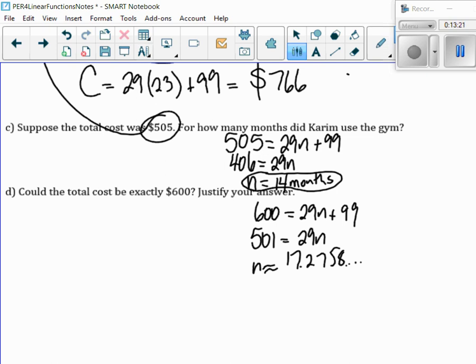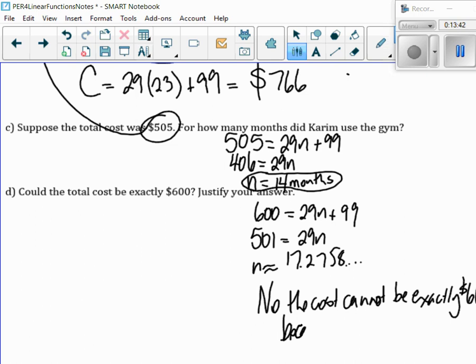So then I need to answer the question. So this is my justification. And what am I saying? Could the cost be exactly? No. The cost cannot be exactly $600 because why? Yeah, so you can't have partial months? Yeah. Because you pay for full months. How about that? Maybe we could write it that way. Because you pay for full months. Right? You don't pay per day. You pay per month, the full month. Okay?